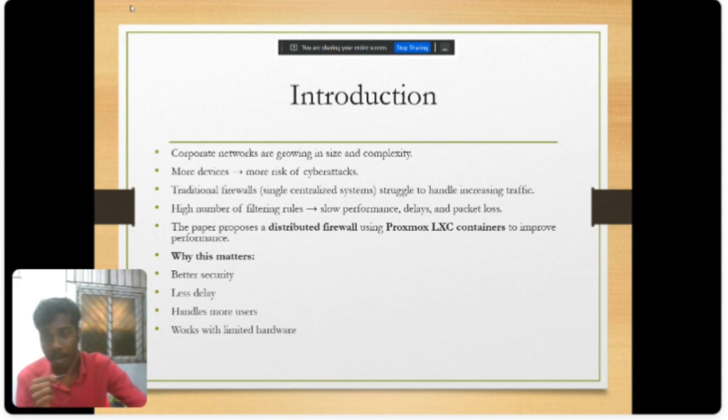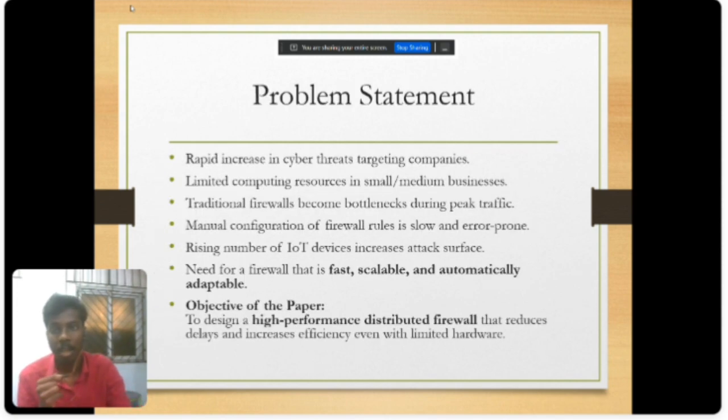Why does it matter for improving the firewall? This is needed for better security, less delay, handling more users, and working with limited hardware. Problem statement: rapid increase in cyber threats targeting companies, limited computing resources in small and medium businesses, and traditional firewalls becoming bottlenecks during peak performance.